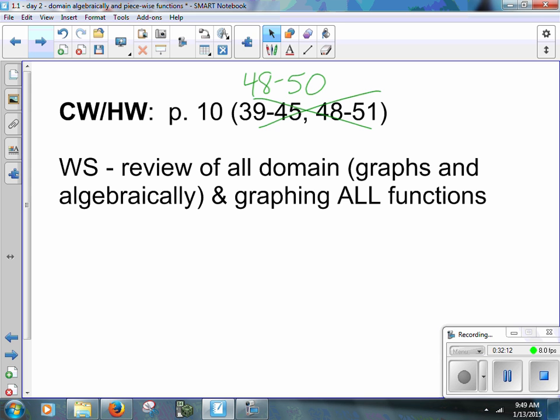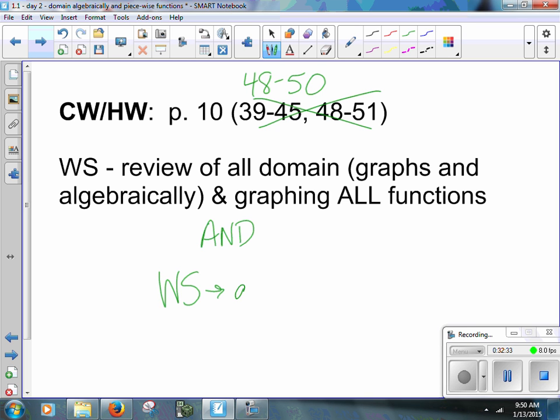I would do that bookwork before you leave today, because the books are in here, and that way you don't have to take them home with you. Does everybody understand what you need to do? So you do page 10, numbers 48 through 50, and the worksheet, the graphs, domain and range.